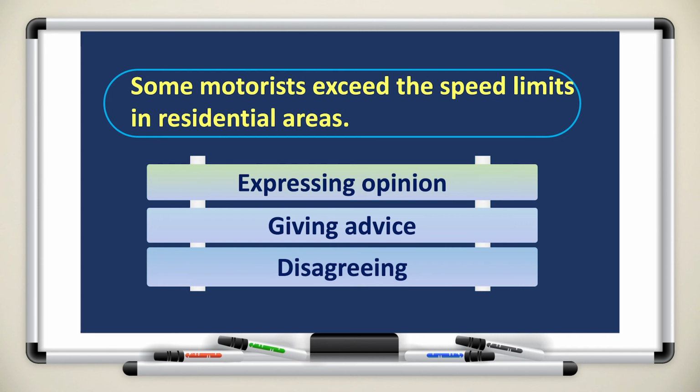We have an example here. Some motorists exceeded the speed limits in residential areas. Put yourself in that situation. You found this out. What would you say? Would you express your opinion? I think this is very bad. Would you give them advice? You should not speed. You should follow the rules. Or would you disagree? I think this is a completely negative idea. What do you think? It's all up to you.